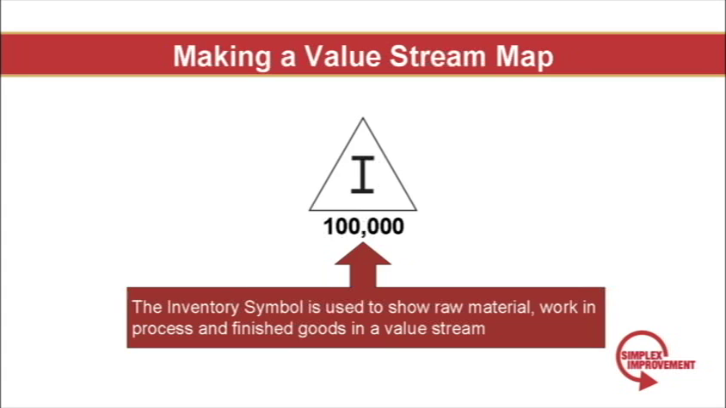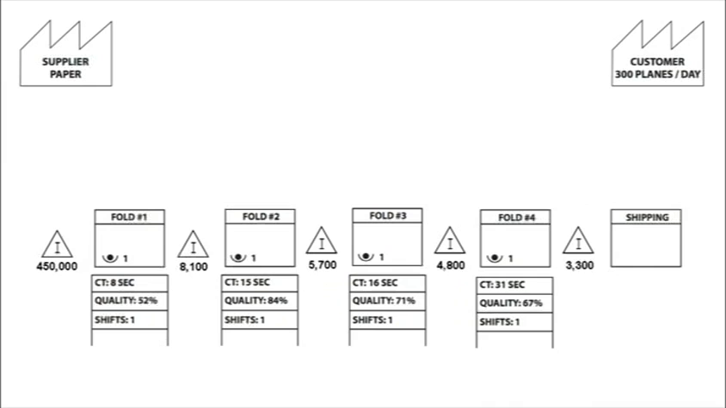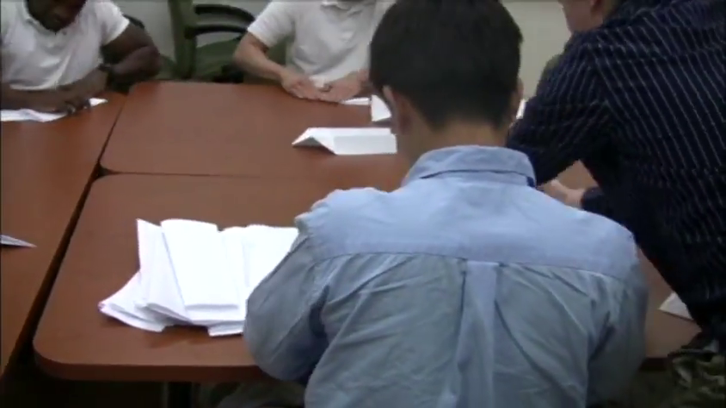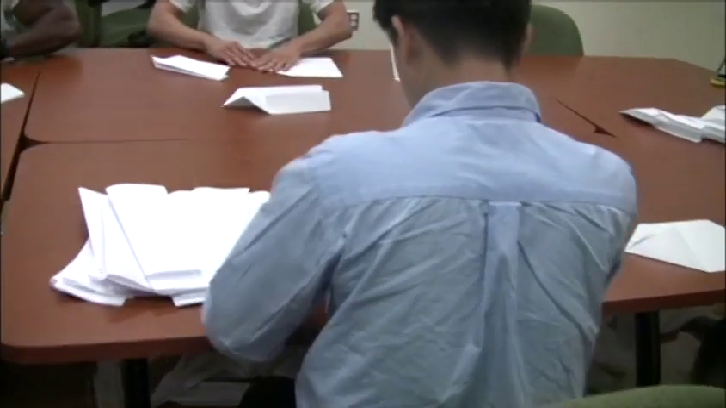Next, this symbol represents how much inventory was produced by a station. The symbol is used to show raw material, work in process, and finished goods of the value stream. Keep in mind that all the inventory produced by a particular workstation may not be still present at that specific site. So while some of Fold 1's inventory may still be in the work area, some of it may have been shifted to Fold number 2's area. It's important to properly account for inventory in the correct bucket.